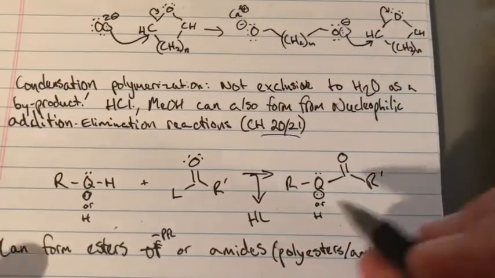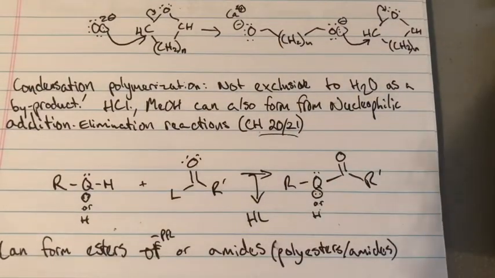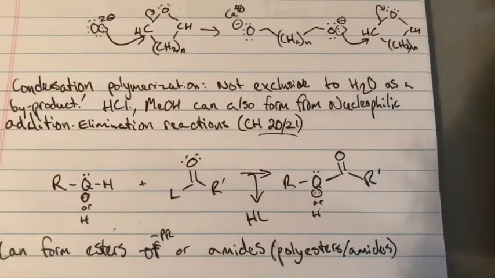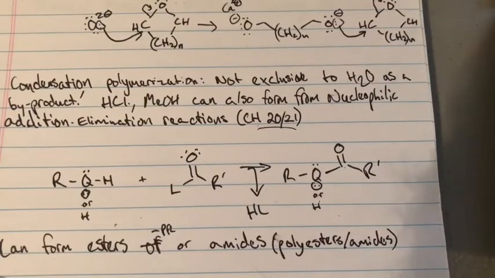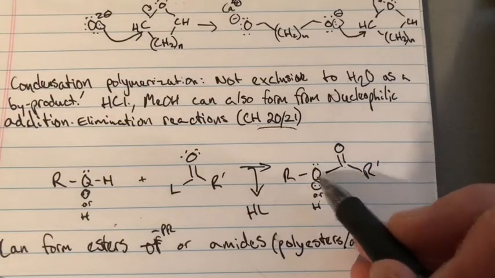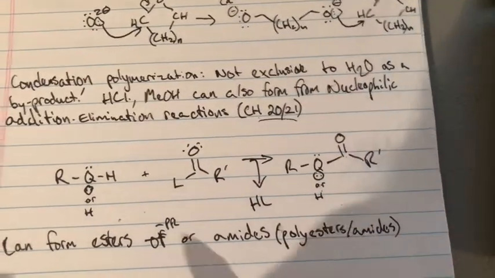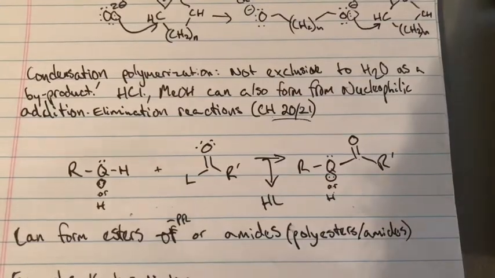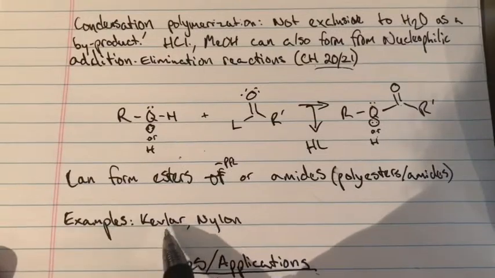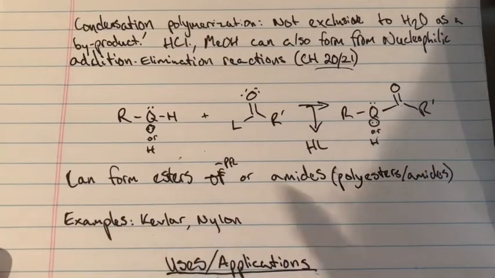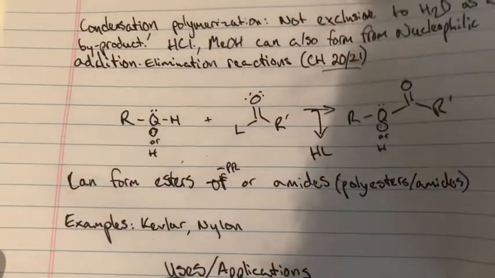Okay. Now, this Q just means that it could be a nitrogen, it could be an oxygen. So I'm just writing something generically that's going to add to that carbonyl ultimately and form either an amide or an ester. So it can form a polyester or polyamide. Two examples, one of which we already discussed, was Kevlar. Another is going to be nylon, so it's going to be some kind of polyamide.